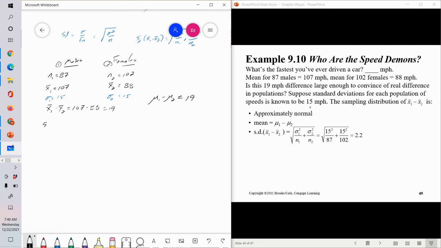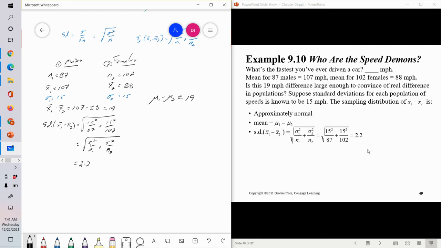So to calculate the standard deviation for the difference is going to be the square root of 15 squared over 87 plus 15 squared over 102. And where I got those from is, remember, that's the square root of sigma 1 squared over n1 plus sigma 2 squared over n2. And that value comes out to be, do that on your calculator. Oh, it's done over here on the example on the screen. Run that through your calculator. You should get 2.2.